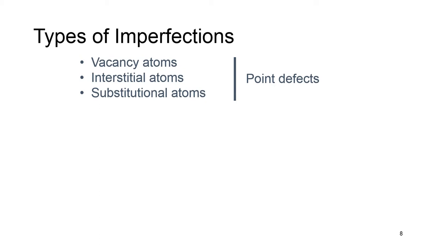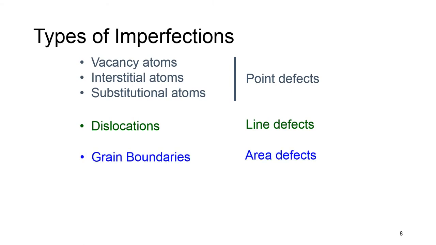The first one is called point defects, and these point defects include when we have atom vacancy, when there are some vacant sites for atoms, when we have interstitial atoms, and when we have substitutional atoms. So we'll talk about each of them separately in the next slides. The next group is line defects. An example is dislocation, and the other one is area defect, which results in grain boundaries. An example is grain boundaries, and we already talked about grain boundaries.